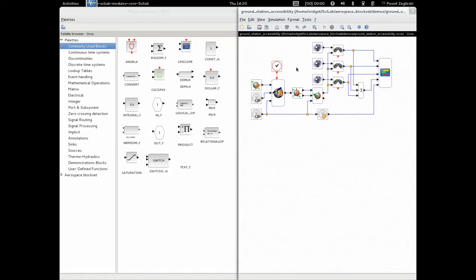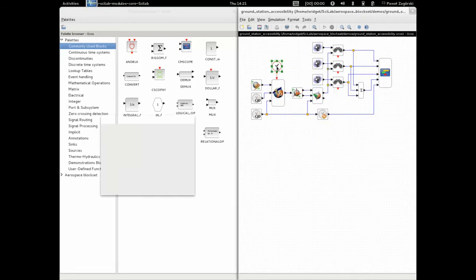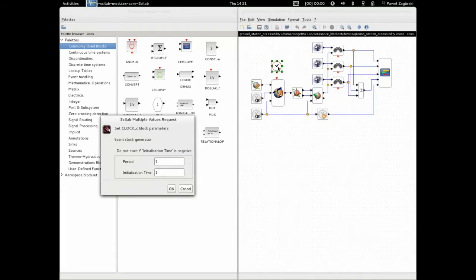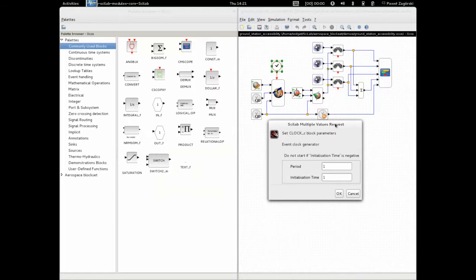The second thing about the time is the refresh rate, the rate with which the simulation will be recalculated, the satellite propagation will be done. This will be set with a regular Xcos clock block, and we will set it to generate events every 1 minute from the first minute of the simulation.